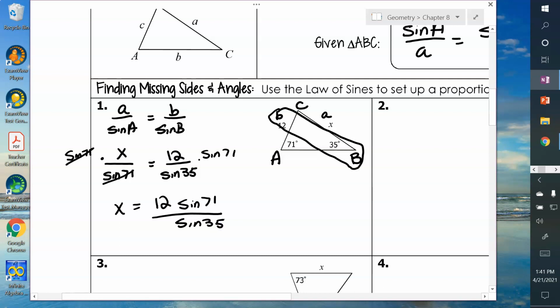Now I'm ready for my calculator. Remember degree mode. So I'm going to do 12 times the sine of 71, and then I'm going to divide that by the sine of 35. And I got 19.8. So there I've solved for a missing side. And this one, I was given two angles and a side. So this was an angle side problem.